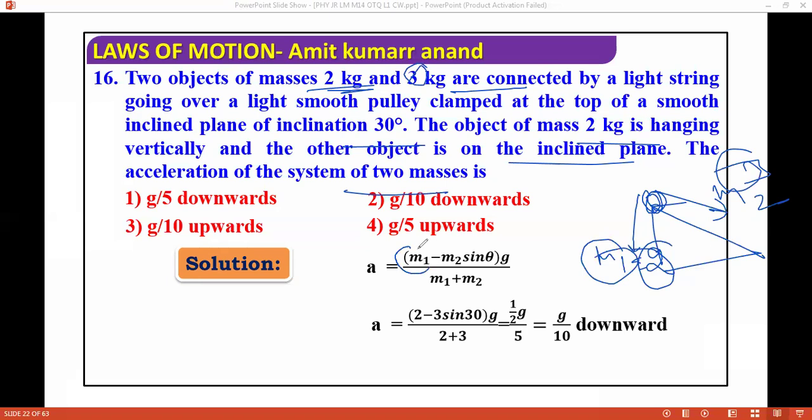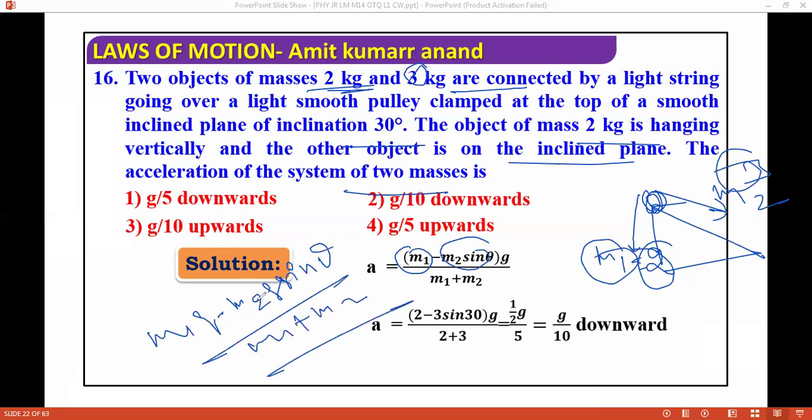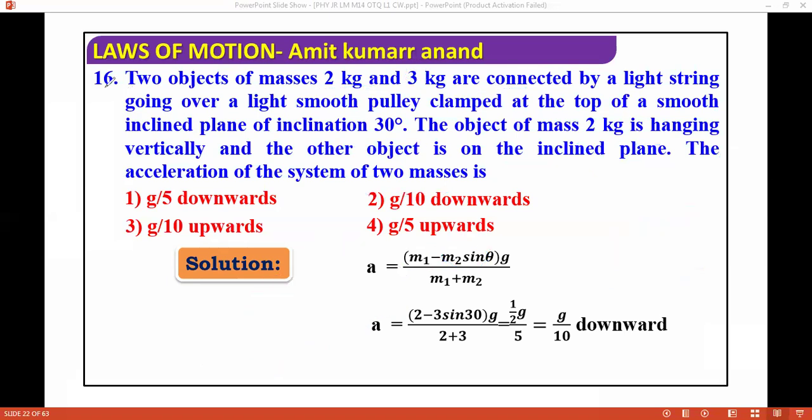So you can directly say (m1 minus m2 sin theta) g, or directly m1g minus m2g sin theta, divided by the total mass m1 plus m2. This question is very important for JEE, and a good level of understanding is required to solve these questions.